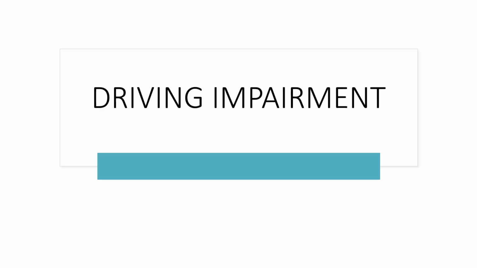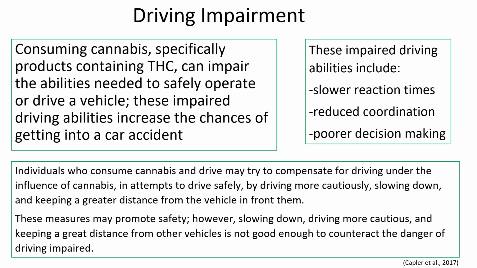Driving impairment. Consuming cannabis, specifically products containing THC, can impair the abilities needed to safely operate or drive a vehicle. These impaired driving abilities increase the chances of getting into a car accident. These impaired driving abilities include slower reaction times, reduced coordination, and poor decision making.